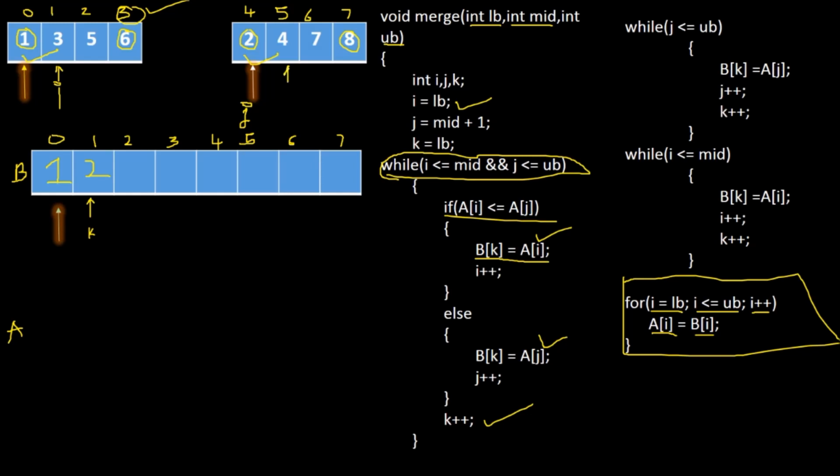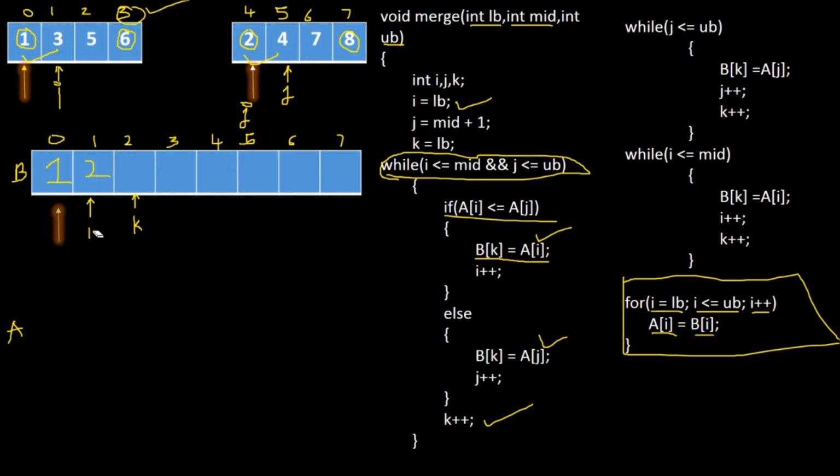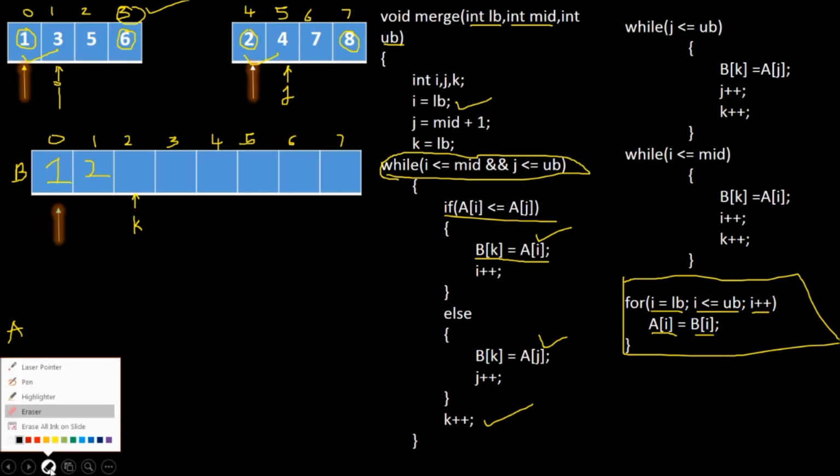At that time, j got incremented, because j's value is copied. i remains as it is, and k also got incremented, because k wants to copy all the elements and hence k should point to the empty location. So I am going to erase this, because k is incremented. And j is also incremented, hence I am also going to erase this, right? This is going to happen until what?